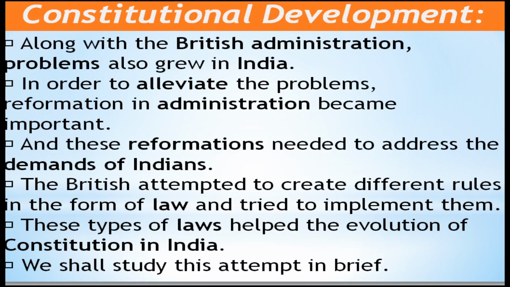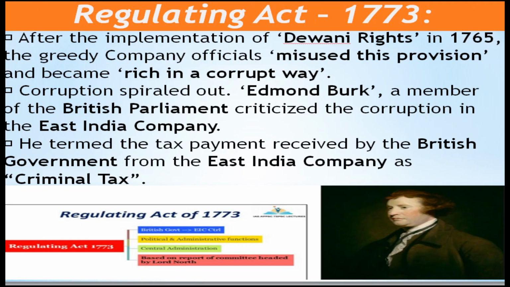The British attempted to create different rules in the form of law and tried to implement them. These types of laws helped the evolution of the constitution in India. So now we will study very briefly, one by one. Okay, first is what? Regulating Act 1773.